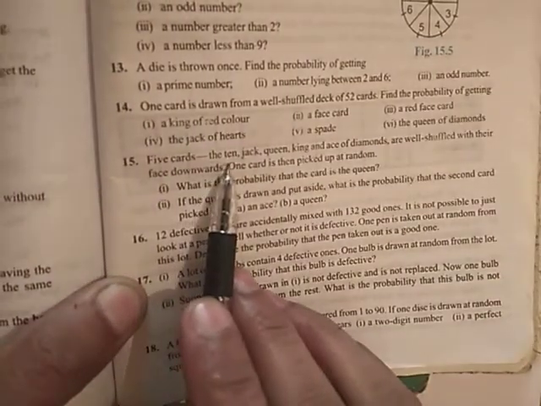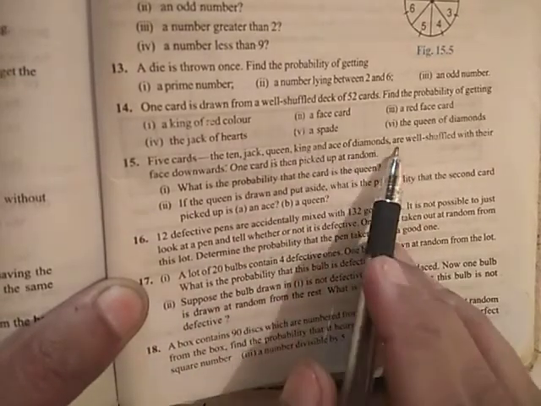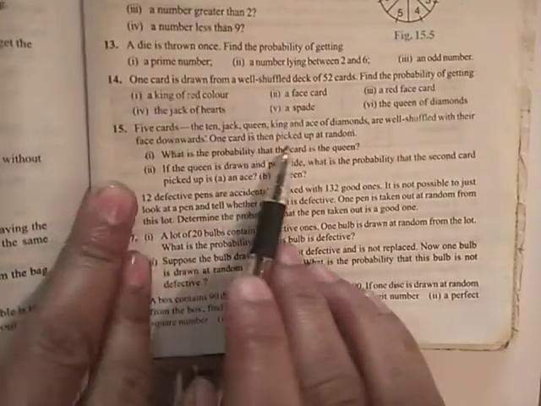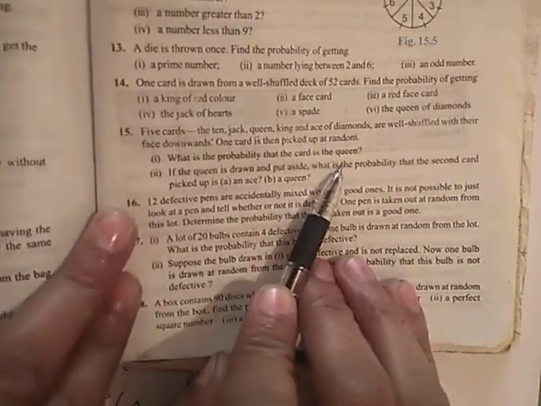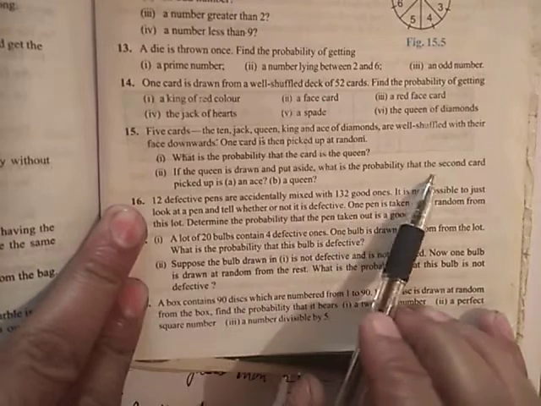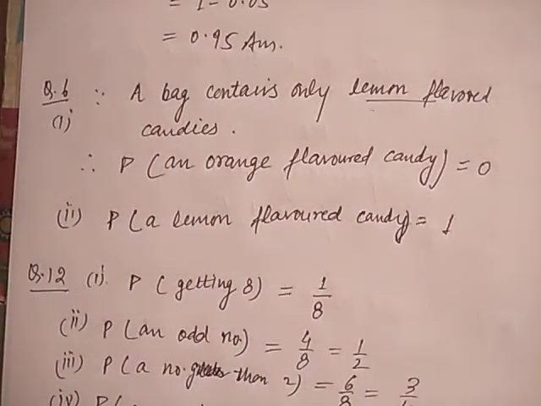The 10, Jack, Queen, King and an ace of diamonds are well shuffled with their faces downwards. One card is then picked up at random. What is the probability that the card is the Queen? If the Queen is drawn and put aside, what is the probability that the second card picked up is a Queen? Okay, so we first have to understand this question, and after understanding, we have to solve it. So let us do question number 15.